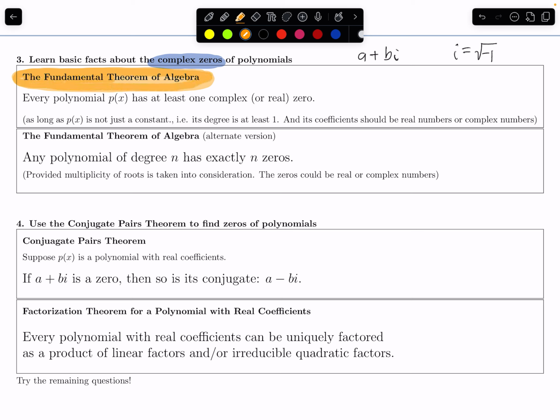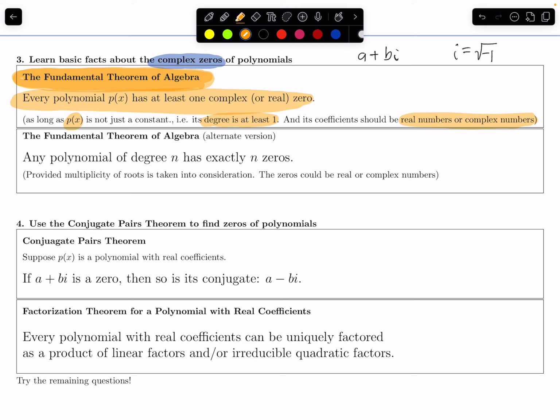Super genius guy. And he proved this, and the format originally was that every polynomial has at least one complex zero. Complex, I said, or real, because remember, complex includes all the reals as well. So they might be real zeros or they might be complex. As long as the polynomial function is not constant. Constant just means it's a number, right? Like p of x equals 5. 5 has no zeros in it. Okay, and so the degree is at least 1, yeah? And then the coefficients should be real or complex numbers. So under those circumstances, then you have at least one complex zero.